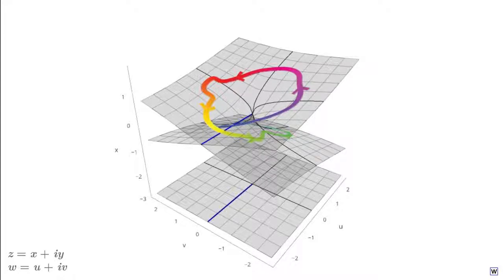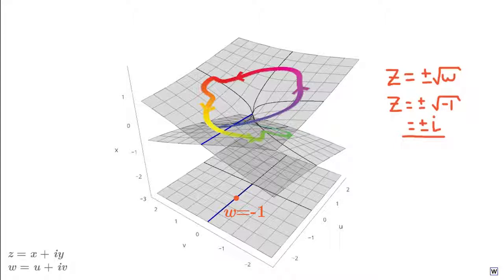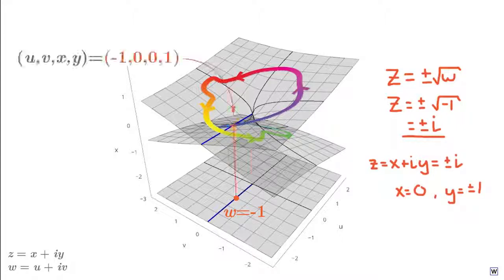Let's consider a point on this axis, w equals -1. Plugging in -1 for w yields two solutions, z equals +i and z equals -i. These two solutions are clearly different, but they have the same real part, 0. Since we're only visualizing the real part of z, we have no way of seeing that these are in fact different points. This is the danger of visualizing high-dimensional mathematical concepts.